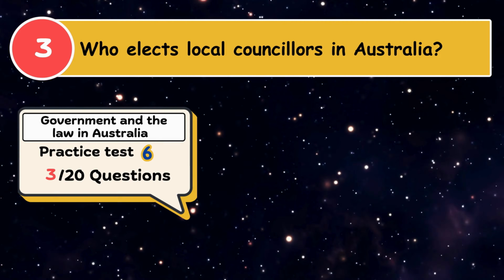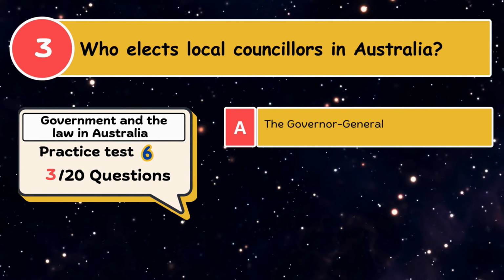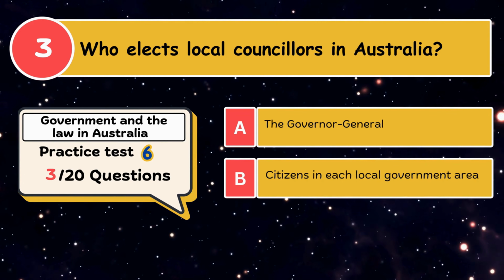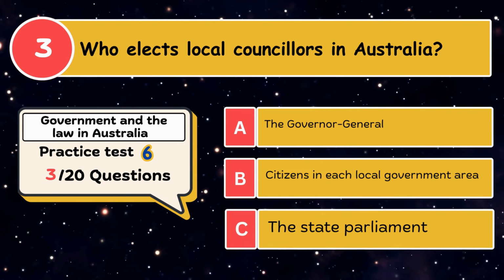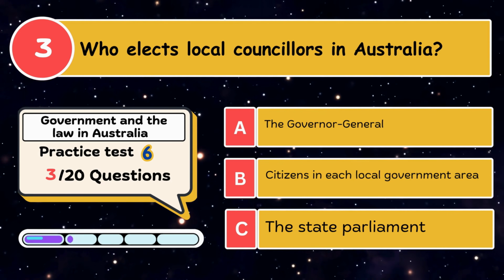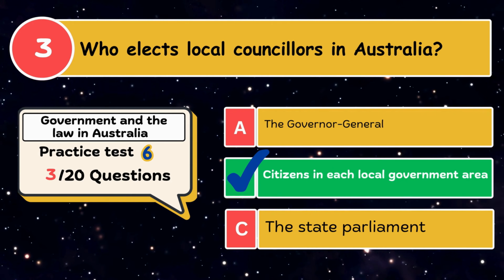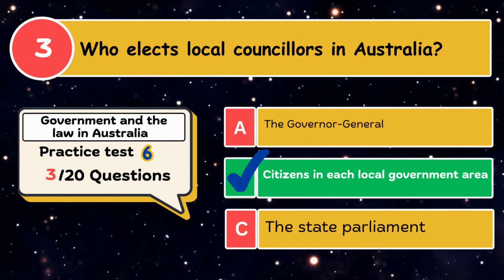Who elects local councillors in Australia? A. The Governor-General. B. Citizens in each local government area. C. The State Parliament. The correct answer is citizens in each local government area.